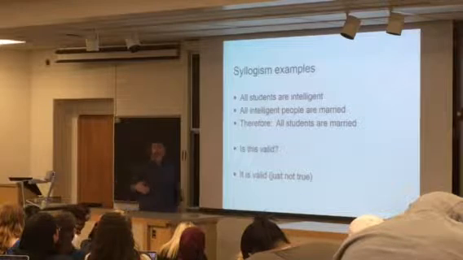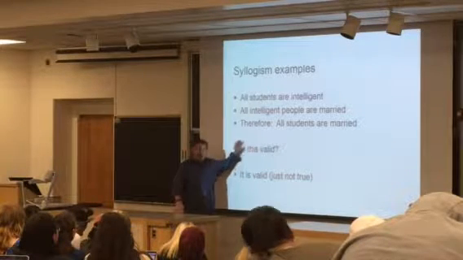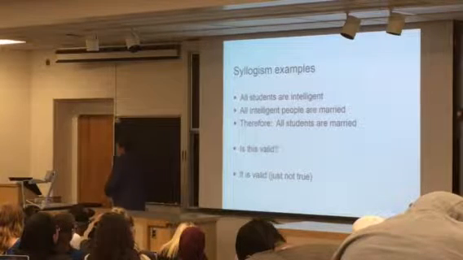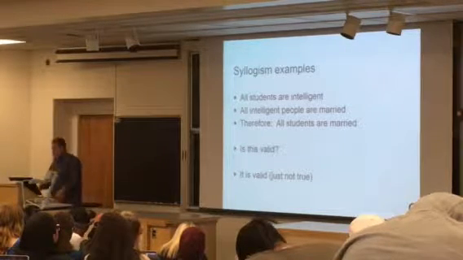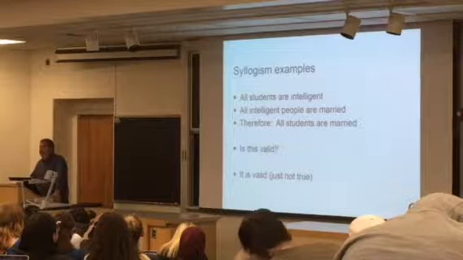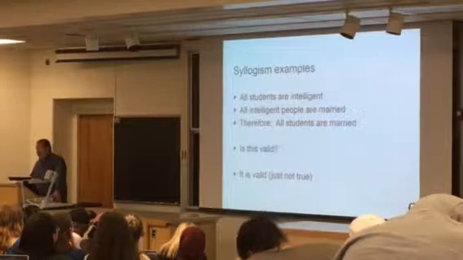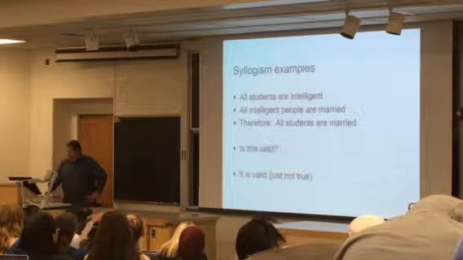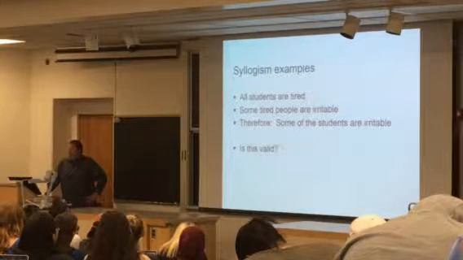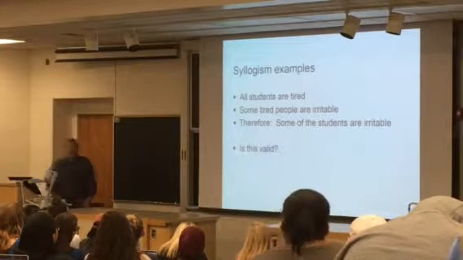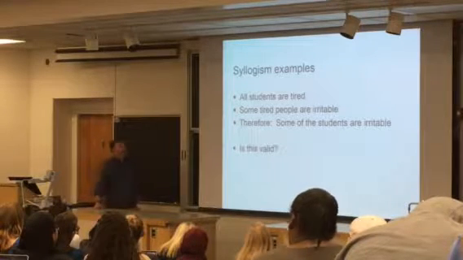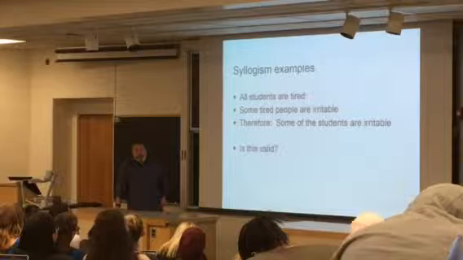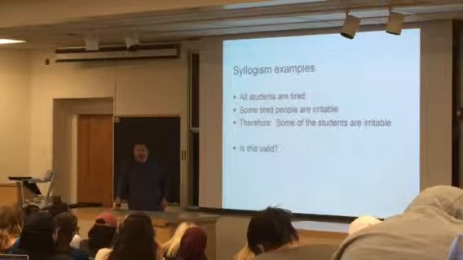But if you ask people to evaluate the logic, they should say, yeah, it's a valid syllogism. It's just not true. Partly because clearly at least one of the premises is not true. Not sure which one, but at least one. I'll give you another example. All students are tired. Some tired people are irritable. Therefore, some of the students are irritable. Valid or invalid?